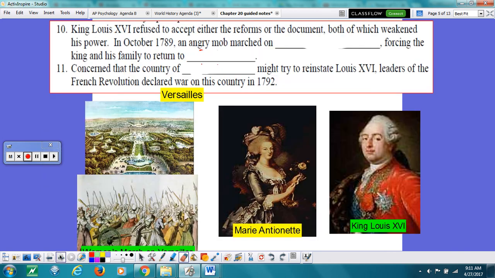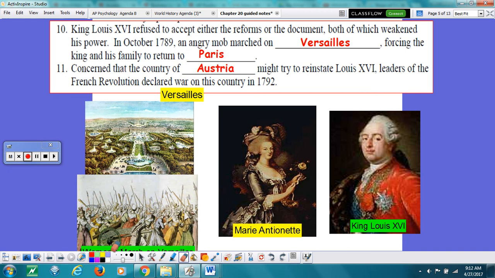King Louis XVI refused to accept either the reforms or the document, both of which weakened his power. And so in October of 1789, an angry mob marched on Versailles, forcing the king and his family to return to the city of Paris. While in Paris, for the most part, they were kind of holed up in an apartment, not a low-class apartment, a really nice apartment. But nevertheless, concerned that the country of Austria might try to reinstate Louis XVI because Marie Antoinette, Louis's spouse, was from Austria, leaders of the French Revolution declared war on this country in 1792.